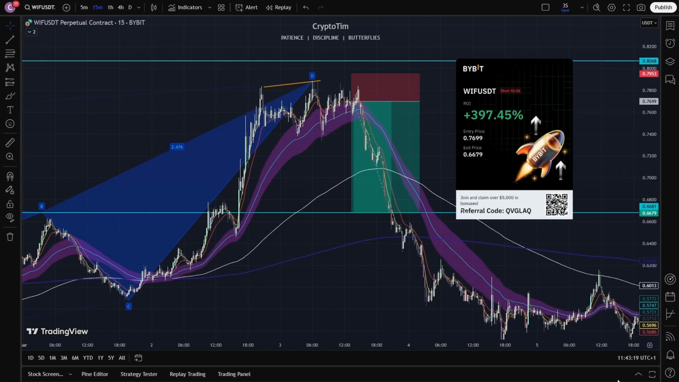Alright, so now what can we tell about this trade in hindsight? First of all, the screenshot of the trade: entry at 0.7699, TP at 0.6679, resulting in a 379% ROI trade on 30x leverage. Most importantly for us, it's a 4-hour setup.